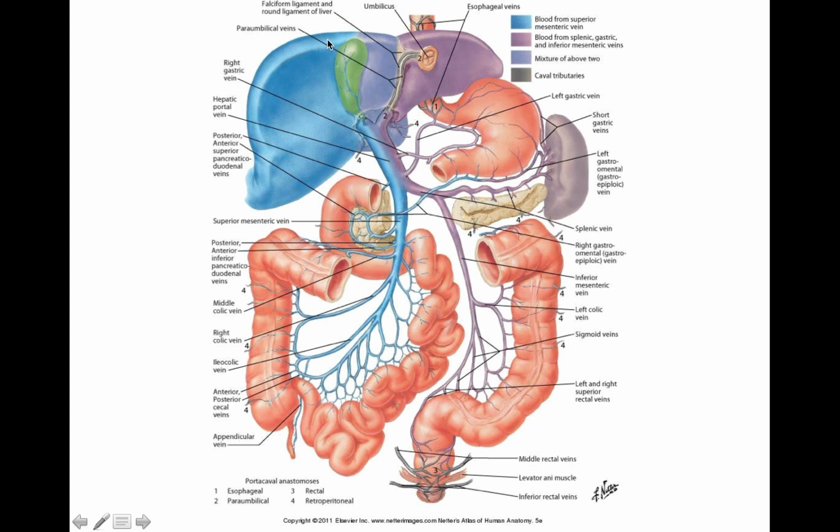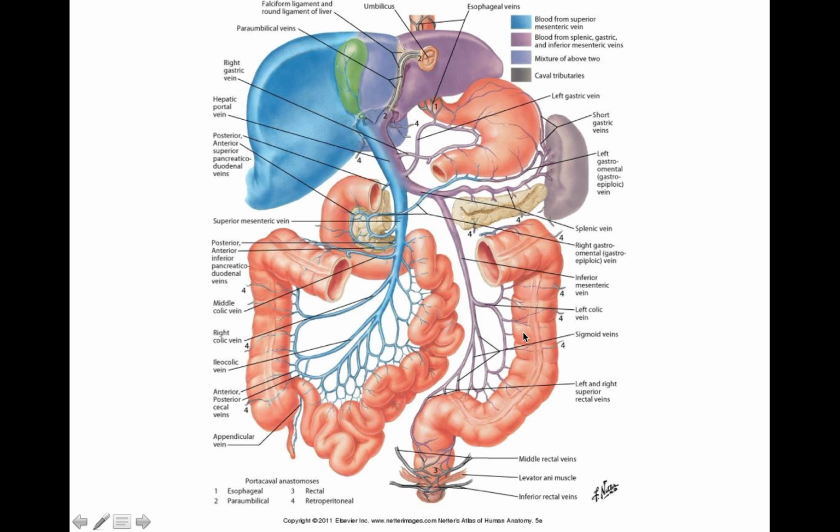Now, what do you guys think would happen, though, if the liver were failing? If you had liver failure, what would happen to this blood flow? Would you have as much blood flow going through the liver if it's damaged? No. So where's all this venous blood going to back up into if you had liver failure? Into those organs. You got it.